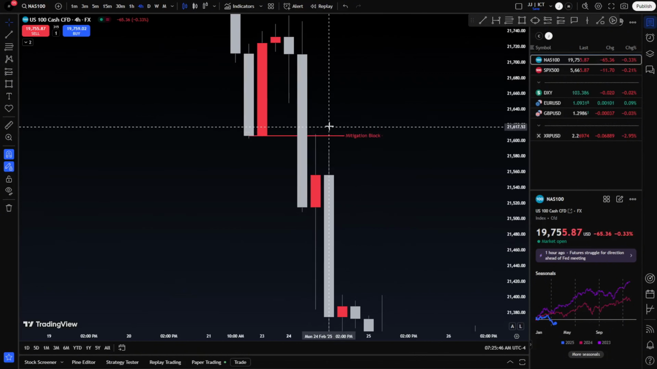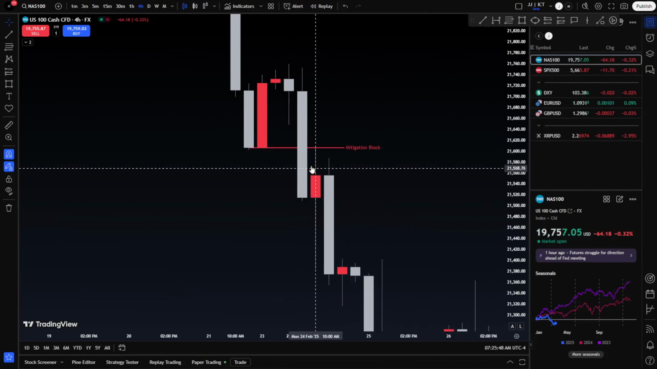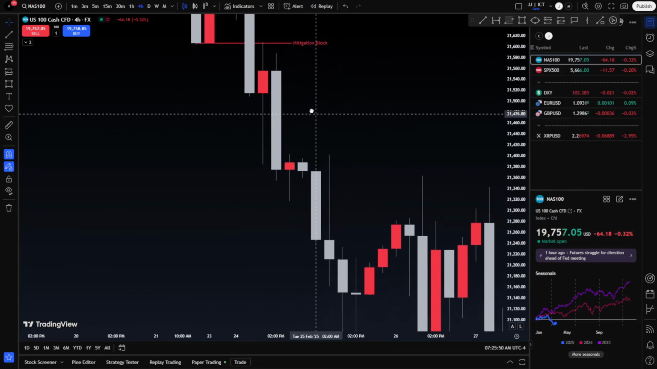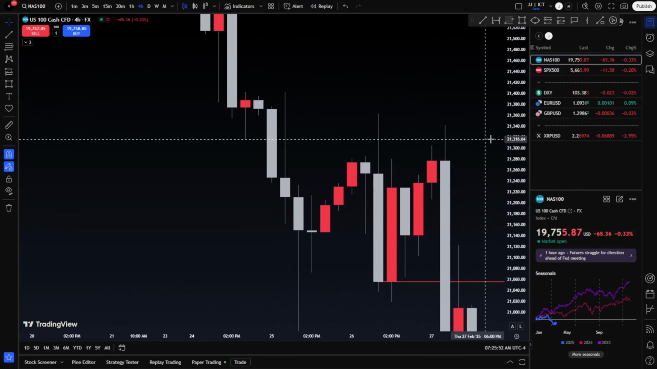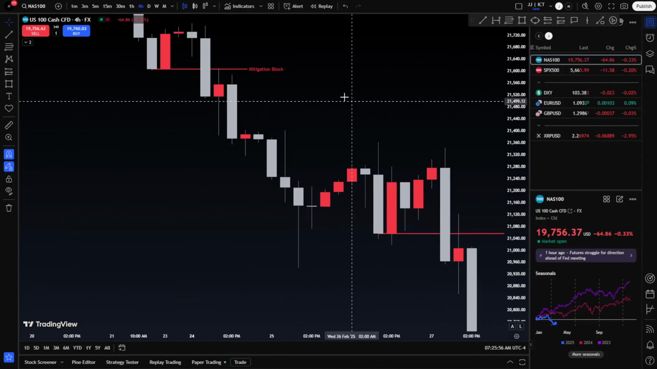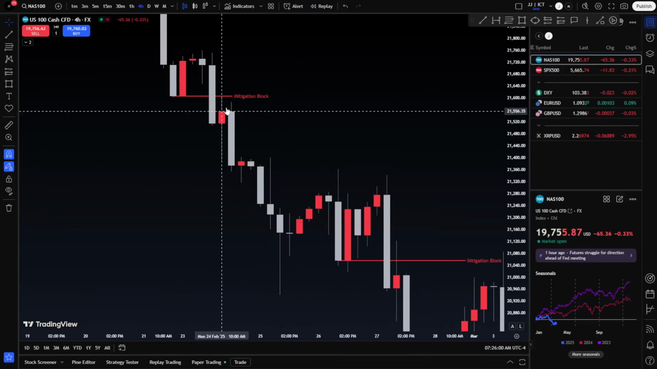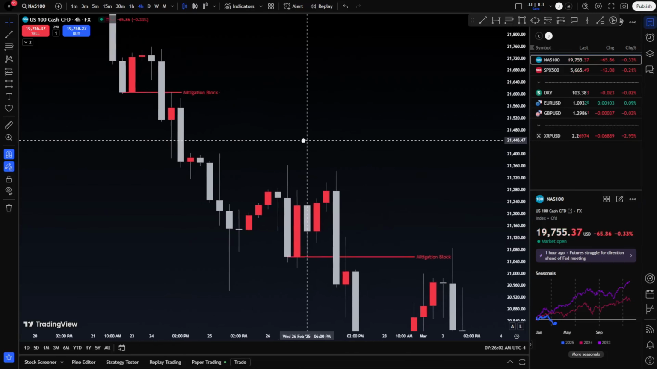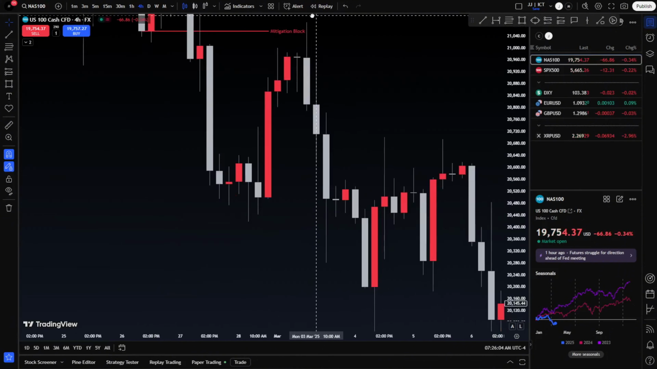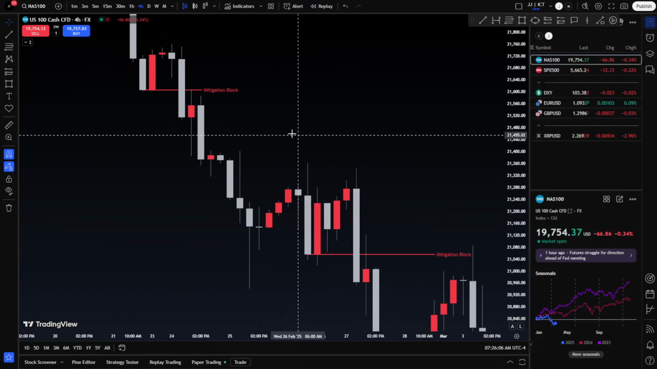Isn't that amazing to see that happen? Look at that. Boing. Displace lower. So simple. So cool to see that actually, isn't it? Very amazing. Mitigation block is one of the strongest PD arrays. Just know that. That's why they're so strong, as you can see right now. Look at that. Mitigation block.